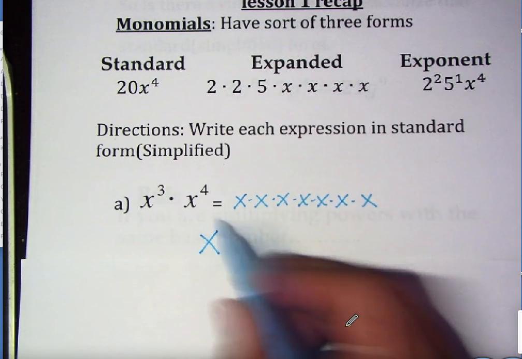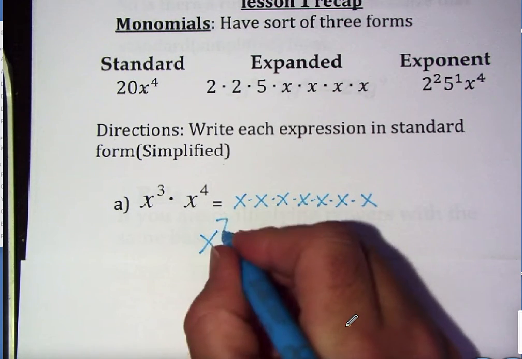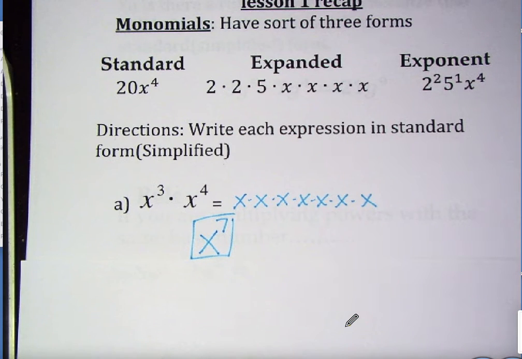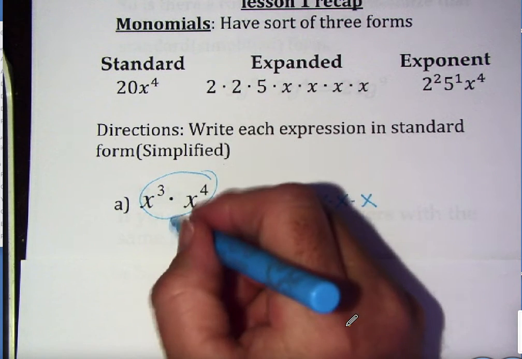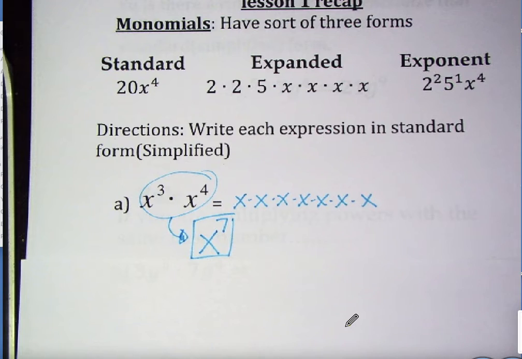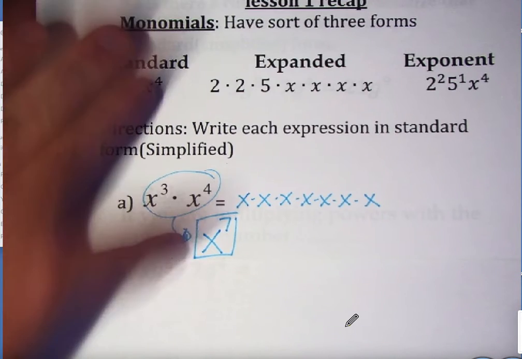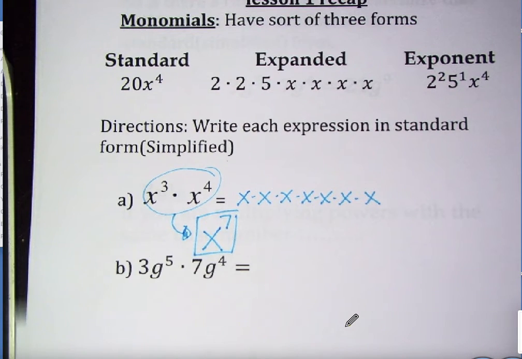Well, how many x's are being multiplied together? Boom. Cool. So simplified form of this, or standard form, would be x to the seventh. Now I bet you would much rather write this than all those x's. Guaranteed. All right, the next one.